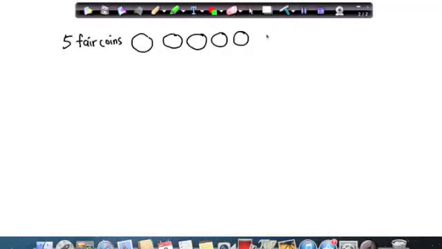In this random experiment, 5 fair coins are tossed. Therefore, the size of the sample space S is 32 because for each coin there are two possible outcomes, either head or tail. So since there are 5 coins altogether, the size of the sample space is 2 to the 5, which is 32.